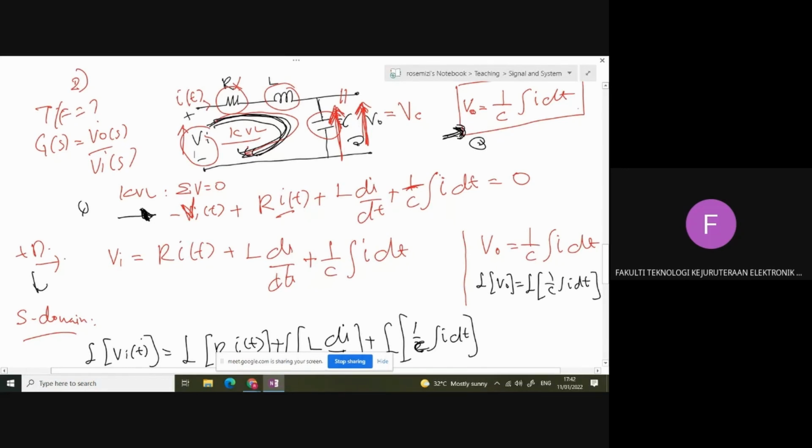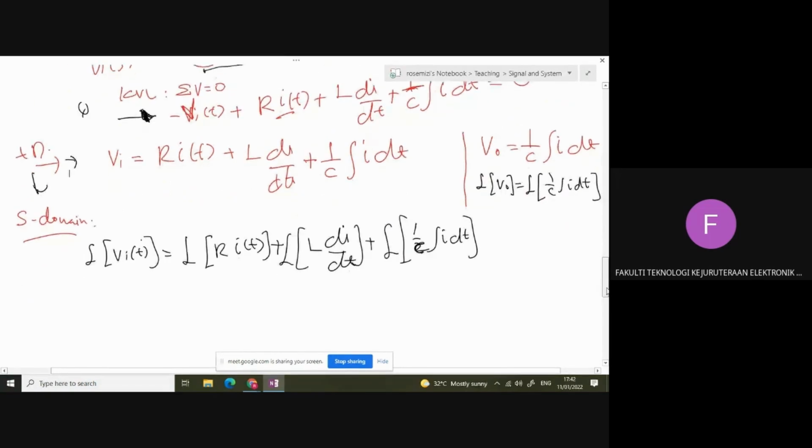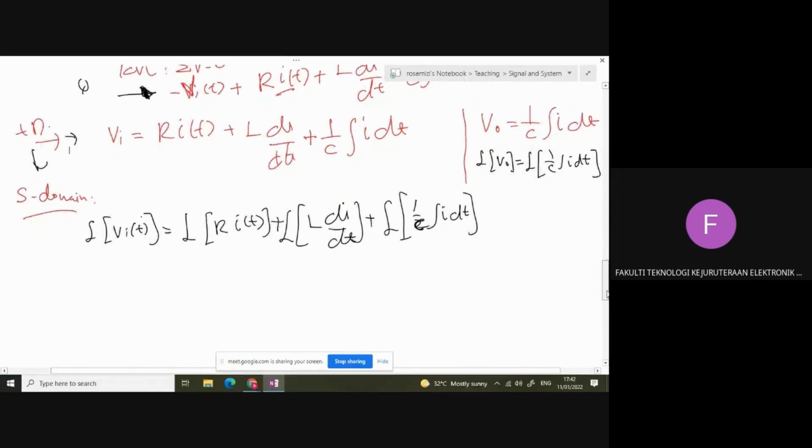Next, we just rearrange it: Vin equal to blah blah blah, and this one. The next step is we convert from T domain to S domain by using Laplace transform. We Laplace each component: Laplace Vin, Laplace this component, this one, and this one. Why do we Laplace it? Because we want to convert to S domain. Is it clear?